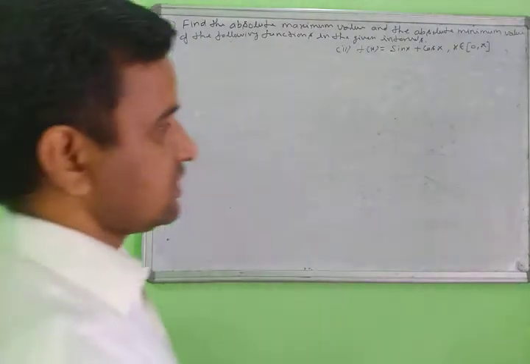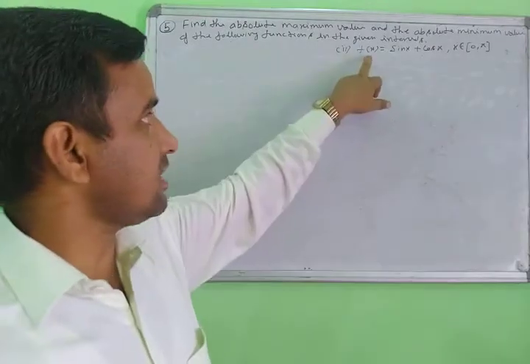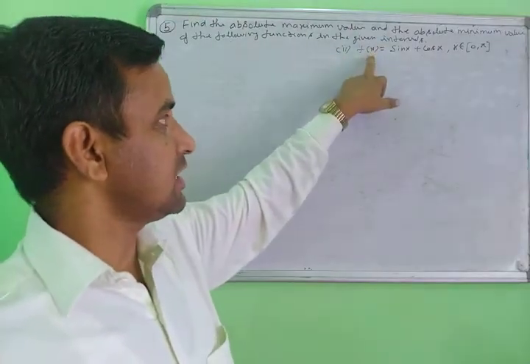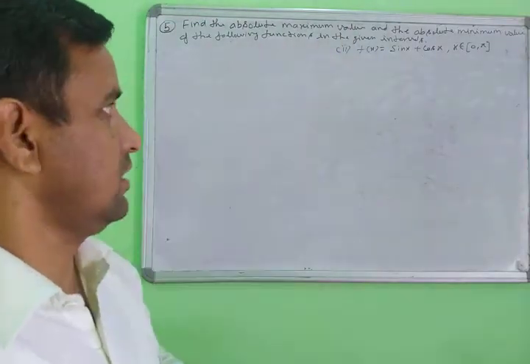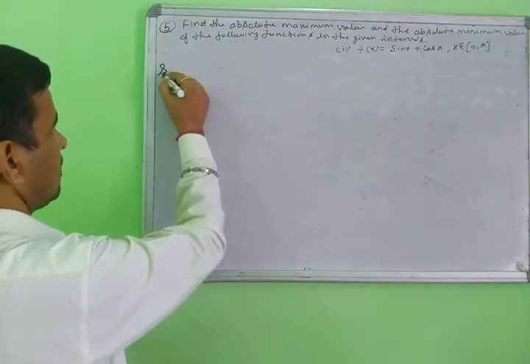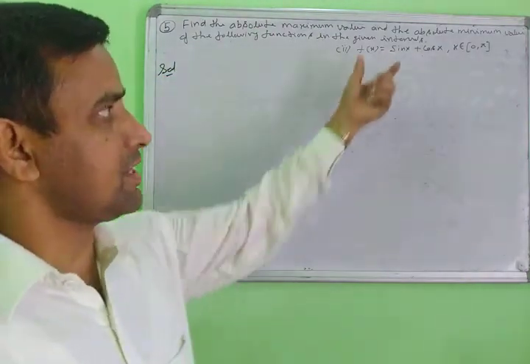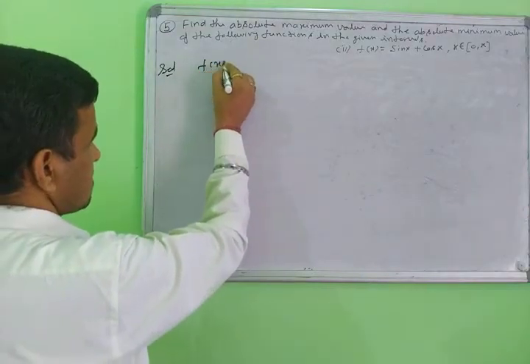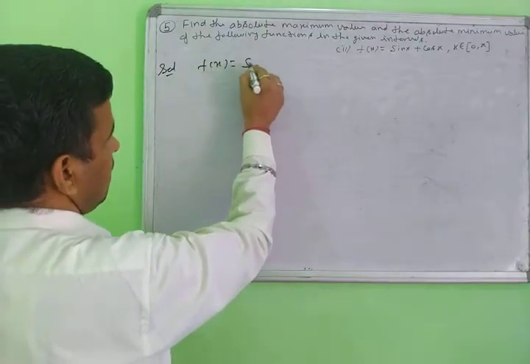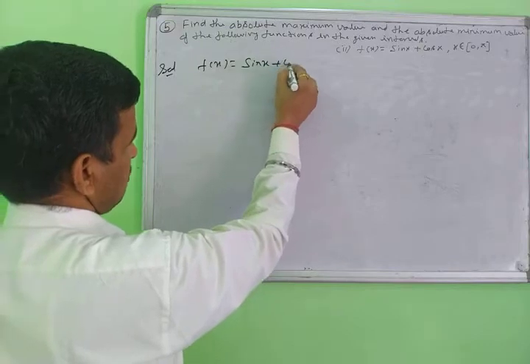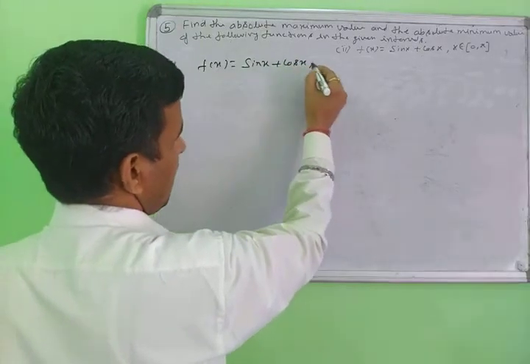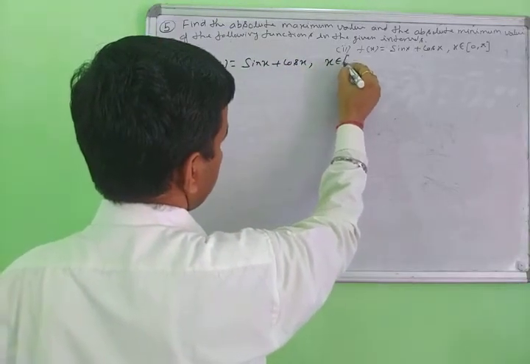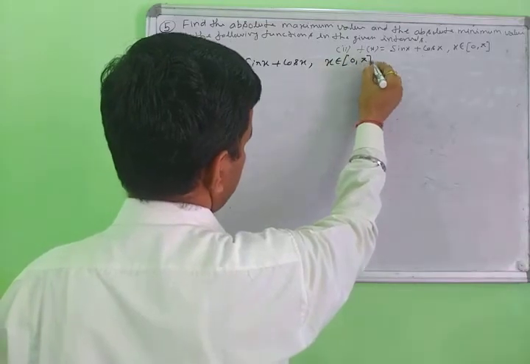Yes, students, the first part is completed. Now start the second part. The question is the same, this is the second part of question number 5. Now start the solution here. This is a trigonometric function. So now f(x) equals sin x plus cos x, and x belongs to the closed interval 0 to pi.